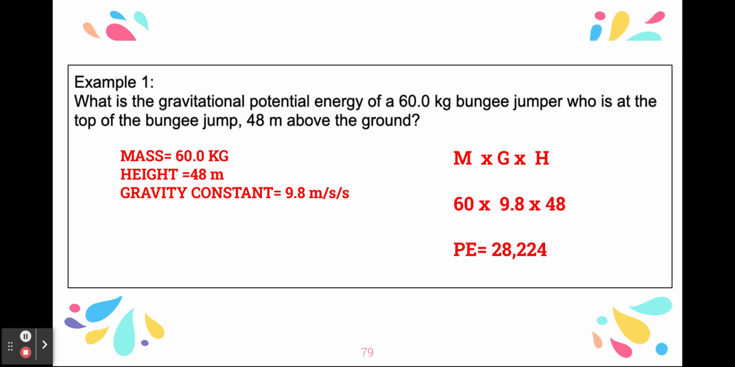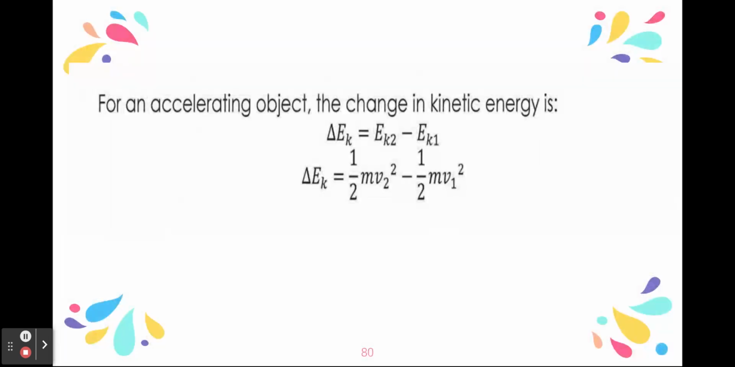Here's an example of potential energy, gravitational potential energy. You have a 60 kilogram bungee jumper who is at the top of a bungee jump, 48 meters above the ground. Mass is 60, height is 48, gravity constant is 9.8. You just multiply them. 60 times 9.8 times 48 is 28,224 joules. So that's how you do just a normal gravitational potential energy if you're just calculating that.